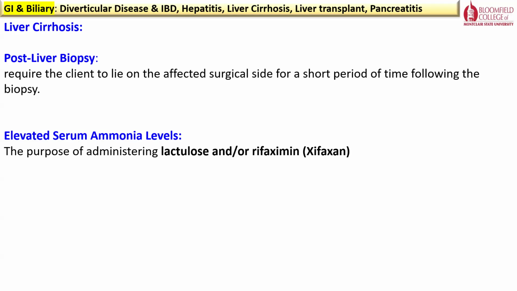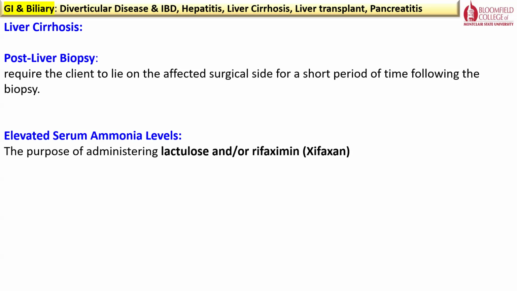So it can detect internal bleeding. Now, ammonia. Also in the classroom, we went over why ammonia will be elevated in the blood, and what the medications are that are very effective to treat the high ammonia level.